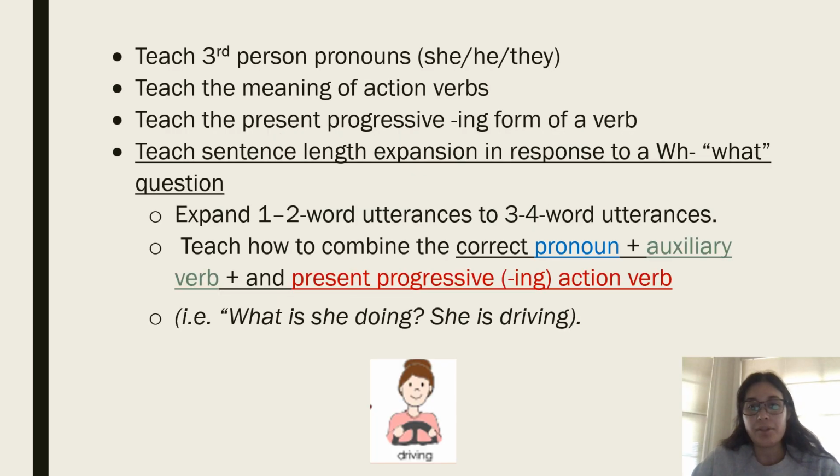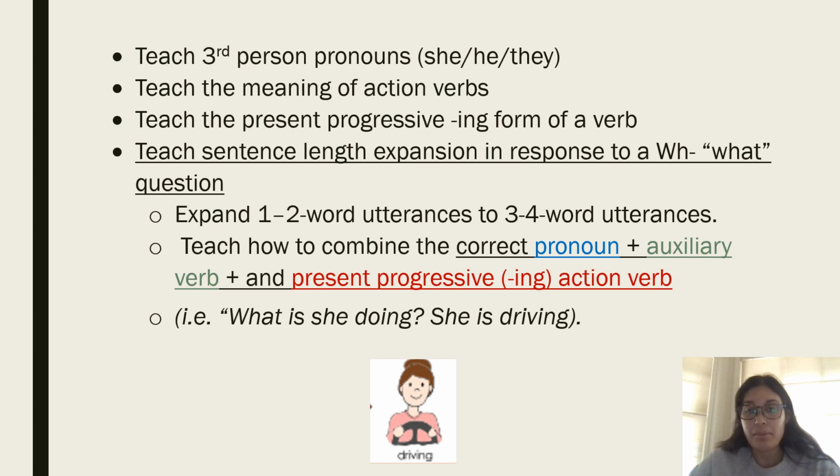So this game board can be used to teach different components in isolation, such as the third-person pronouns of she, he, and they, the meaning of action verbs, or drilling the usage of ing verbs. It can also be used to combine all these forms to teach sentence length expansion in response to a what question. As will be demonstrated later on in the video, this board can help expand a 1 to 2 word utterance to 3 to 4 words by teaching how to combine the correct pronoun, auxiliary verb, and present progressive action verb. For example, the clinician would ask, "What is she doing?" To which the client would respond with, "She is driving."